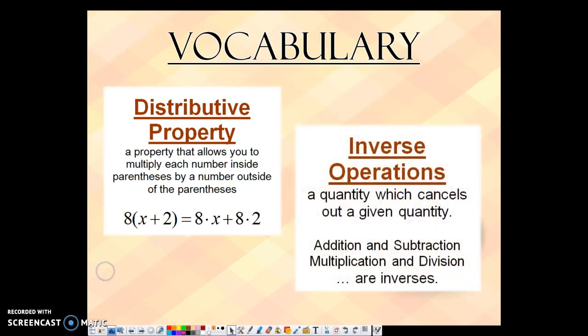So vocabulary, remember the distributive property. That's when you do 8 times x, which is 8x, and then 8 times 2, which is 16. Inverse operations means you do the opposite. So if it's adding, you subtract. If it's subtracting, you add. If it's multiplying, you divide. If it's dividing, you're multiplying.